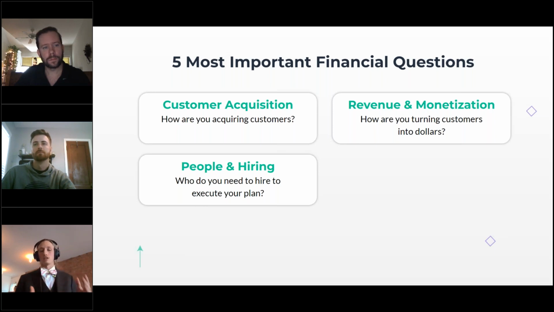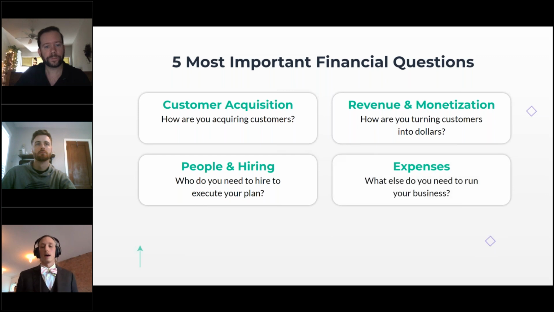We sketch all that out, and you have a nice hiring plan that you can look at, adjust and simulate. Then expenses. You've got customers, revenue, and all your people. Those are usually the lion's share of the expenses, but what else do you need to run the business? What about software?